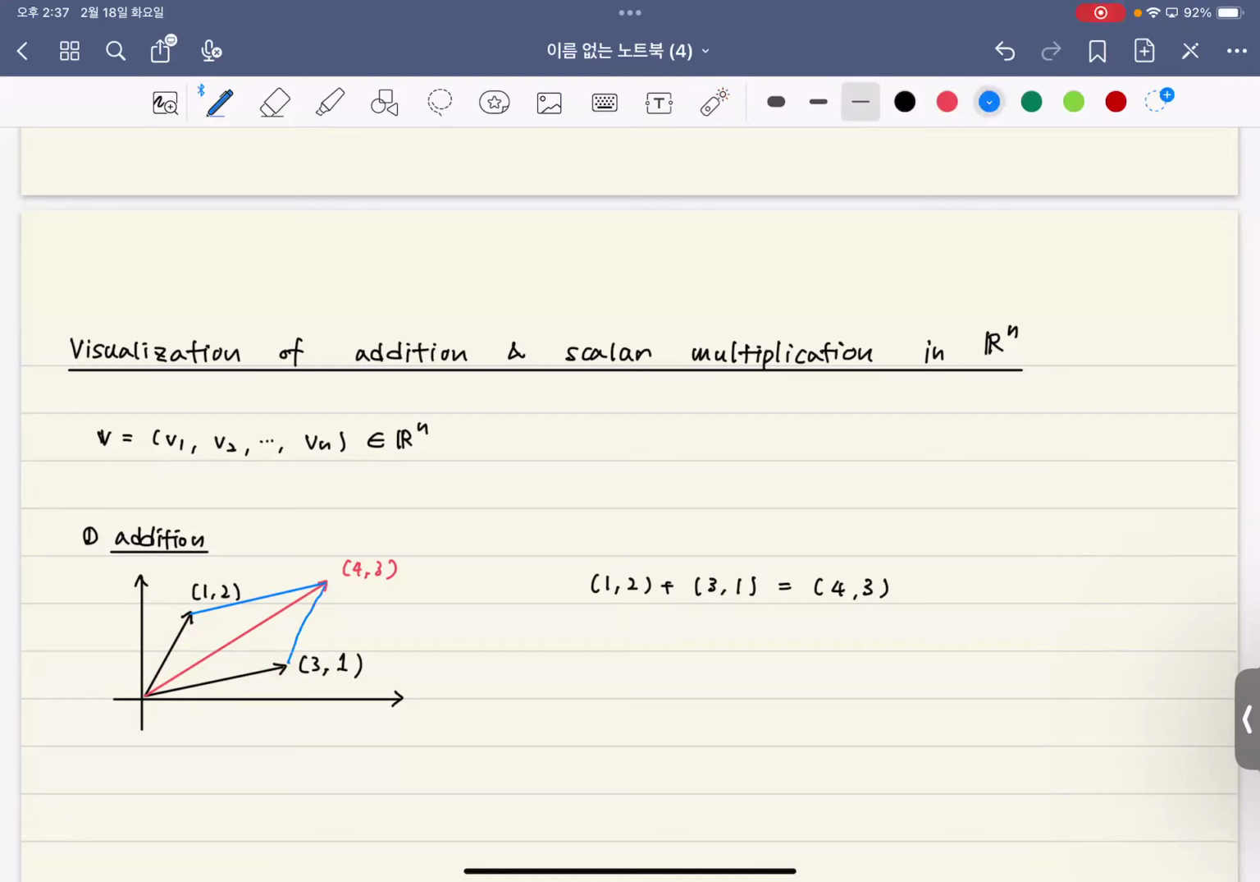So what I have here is a parallelogram. So if you have two vectors, then the endpoint of this resulting vector is nothing but the last vertex of this parallelogram of these vertices. Okay. So this is what we call the parallelogram law.